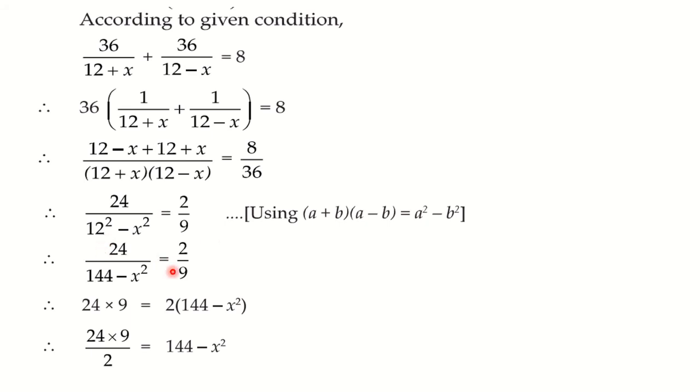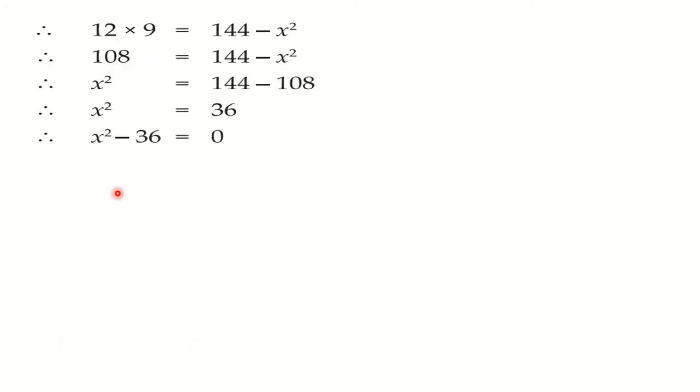Then go for cross multiplication: 24 into 9 this side and 2 into 144 minus x square. Again this 2 is shifted this side, so it will get cancelled with 24 and we will get the next step: 12 into 9 is equal to 144 minus x square. So 108 is equal to 144 minus x square, and therefore x square is equal to 144 minus 108. So x square is equal to 36.